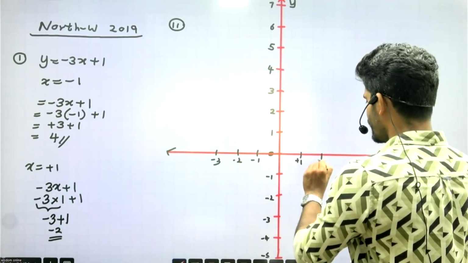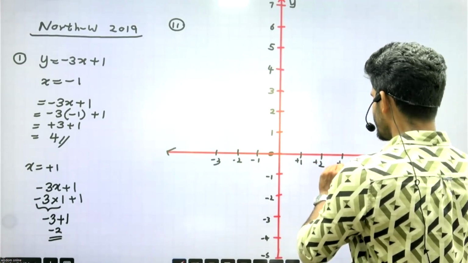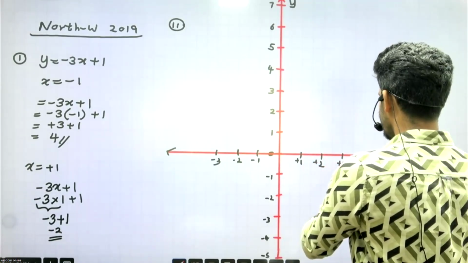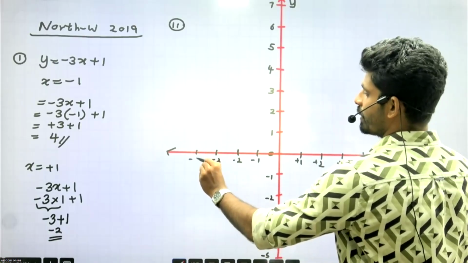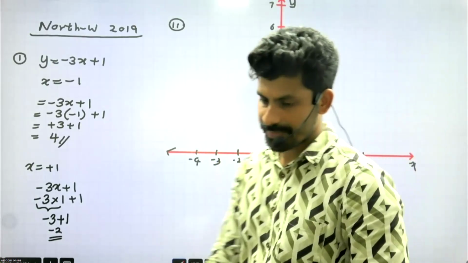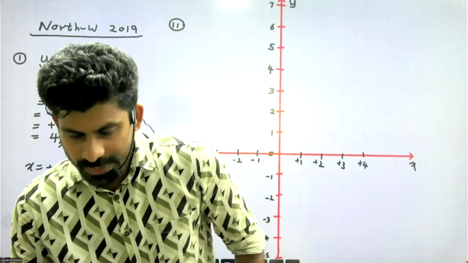Plus 1, plus 2, plus 3, plus 4. Negative 4 also there. Right, very good. Let's quickly move to the next one.